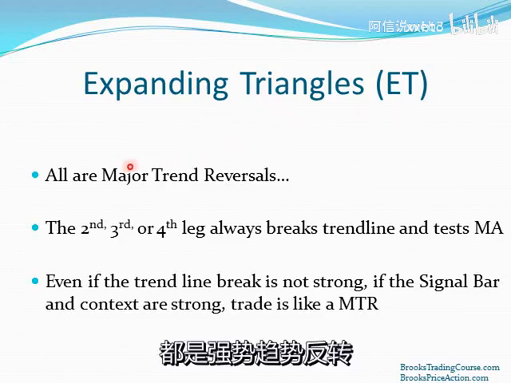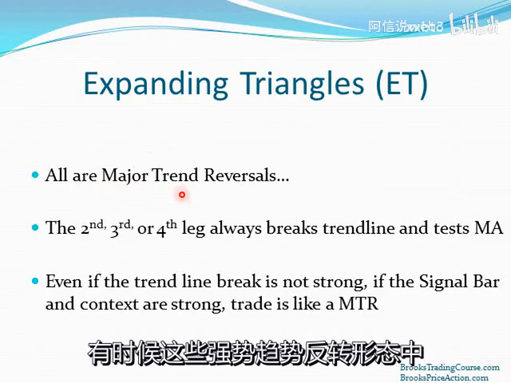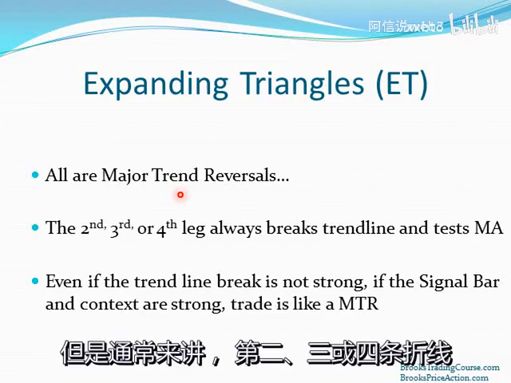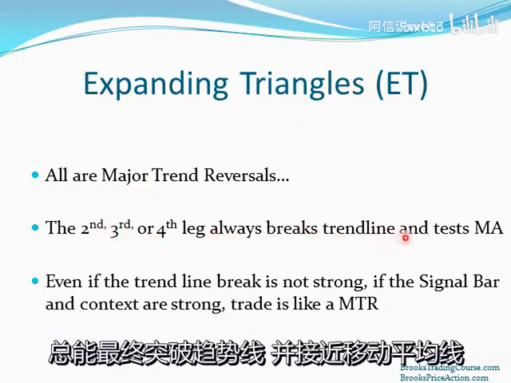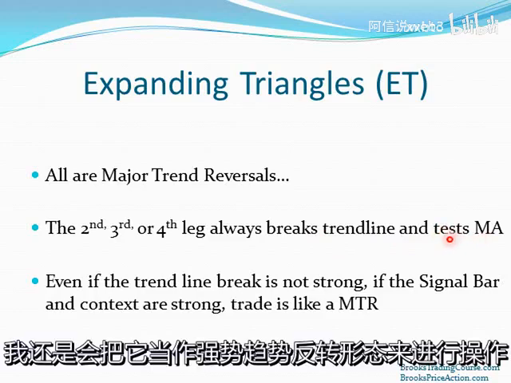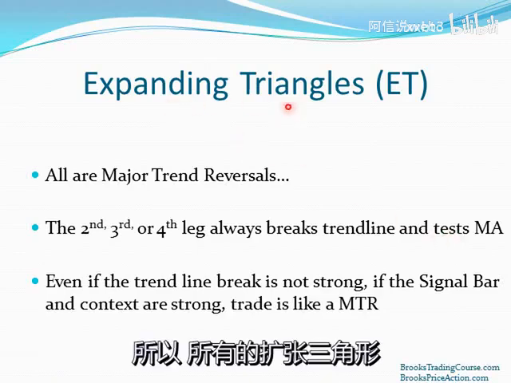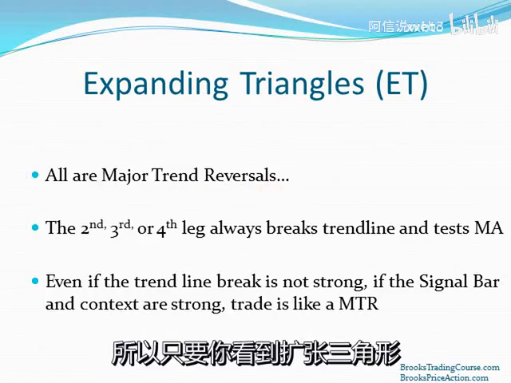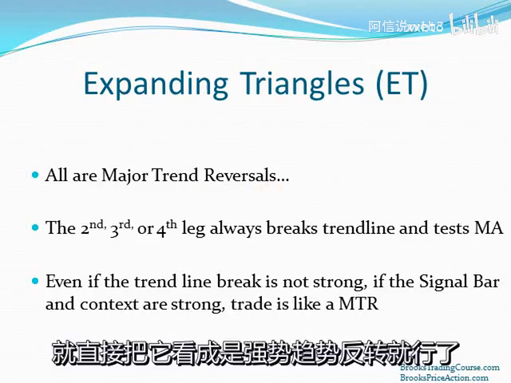Expanding triangles, they're all major trend reversals. Sometimes the legs are not quite as strong as I'd like them to be with traditional major trend reversals. But in general, the second, third, or fourth leg of the triangle always breaks the trend line and comes close to the moving average. And even if it does not, I still treat it like a major trend reversal. So all expanding triangles are variations of major trend reversals. So anytime you see an expanding triangle, treat it like a major trend reversal.